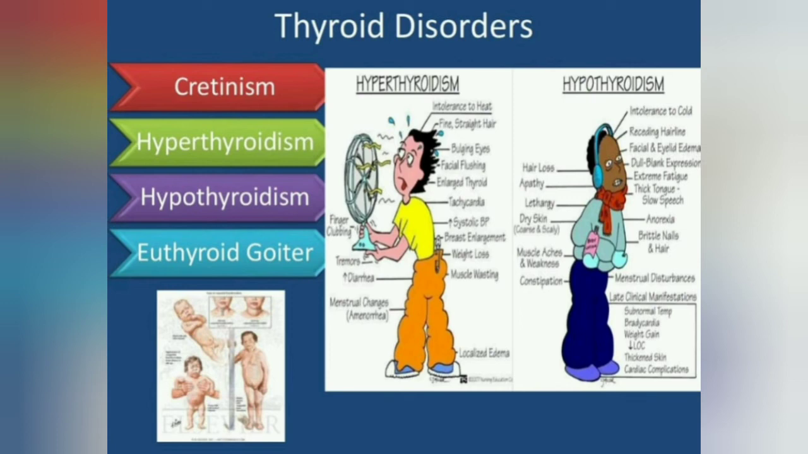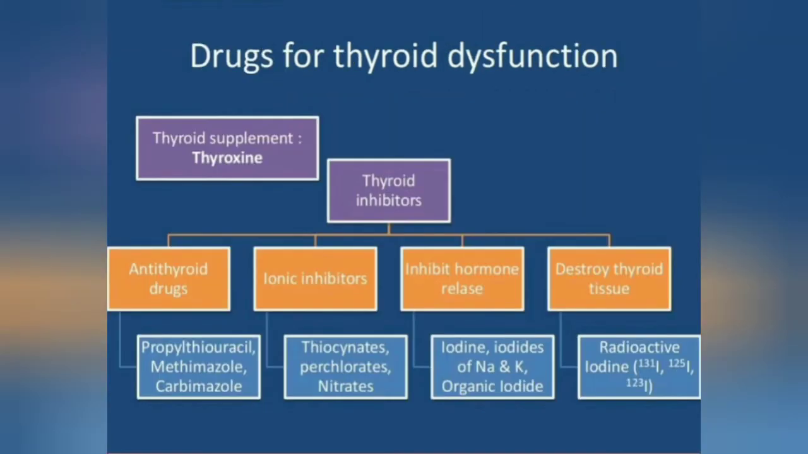These two are different. And in this slide we'll know about the drugs for thyroid dysfunction. Thyroid supplement is given by thyroxine, and thyroid inhibitors are antithyroid drugs. Ionic inhibitors inhibit hormone release, and other drugs destroy thyroid tissue.